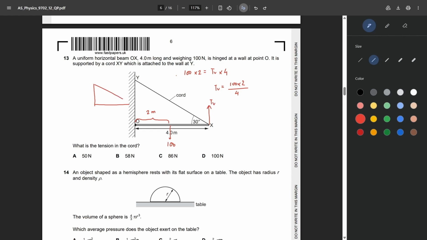Oops, that should be a straight line. Okay, now if this angle right here is 30 degrees and this vertical component of tension is 100 times 2 divided by 4, the tension right here, T, we can find using the sine trigonometric ratio. Sine 30 is equal to 100 times 2 divided by 4, which is 50, over the hypotenuse T. So T will be equal to 50 over sine 30, which is about 100 newtons.